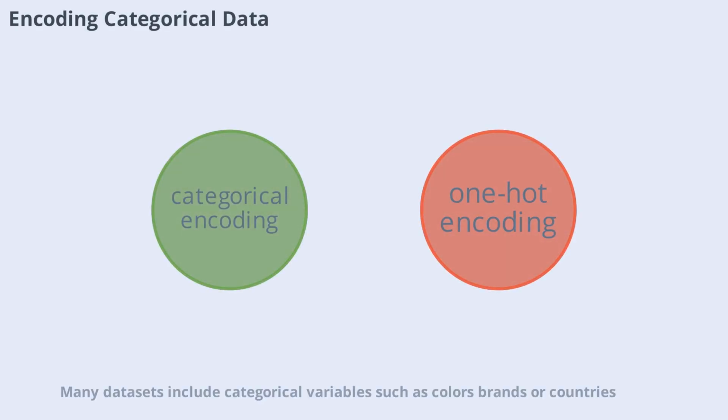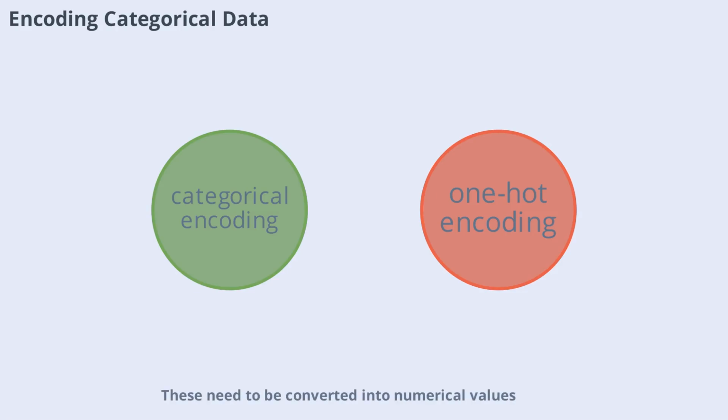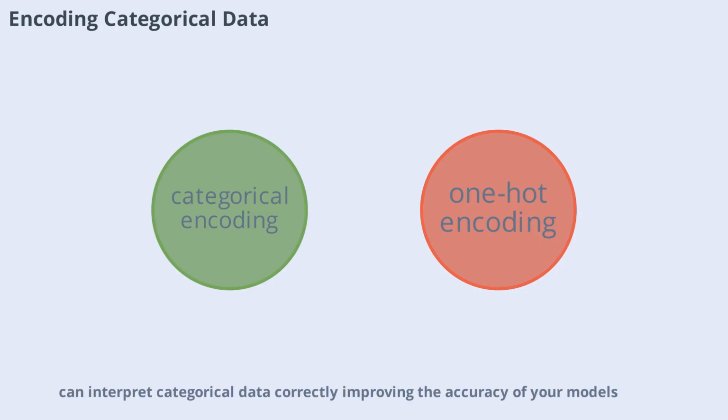Many datasets include categorical variables, such as colors, brands, or countries. These need to be converted into numerical values for most machine learning algorithms to process them. Common techniques include one-hot encoding, which creates binary columns for each category, and label encoding, which assigns a unique number to each category. Proper encoding ensures that algorithms can interpret categorical data correctly, improving the accuracy of your models.